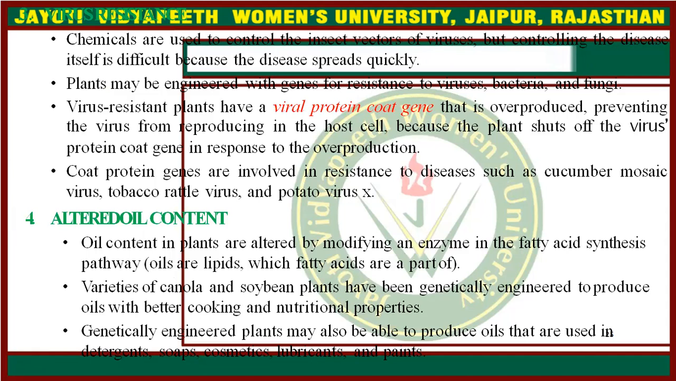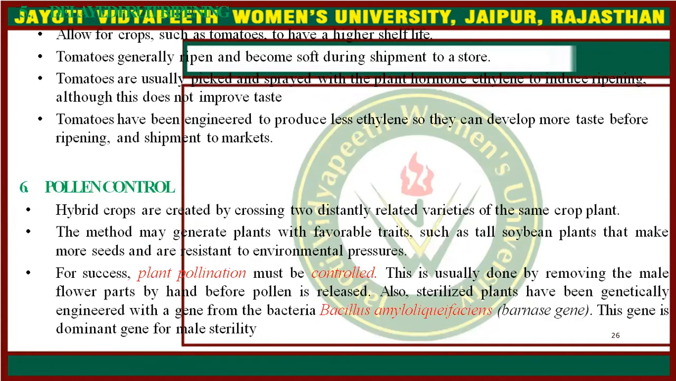In altered oil content, the oil content in the plants is altered by modifying an enzyme in the fatty acid synthesis pathway. Varieties of canola and soybean plants have been genetically engineered to produce oils with better cooking and nutritional properties. Pollen control can be done.